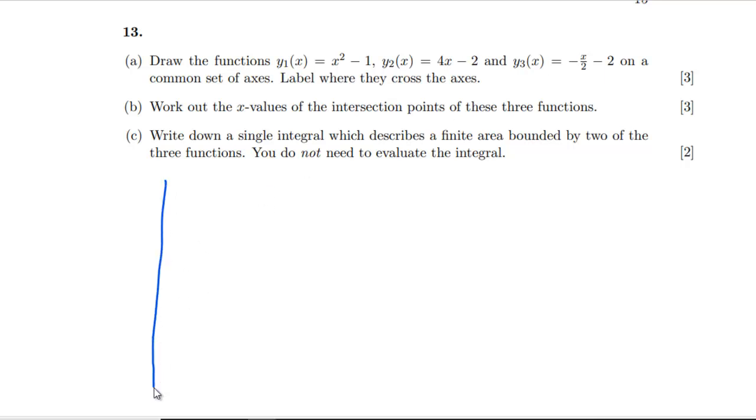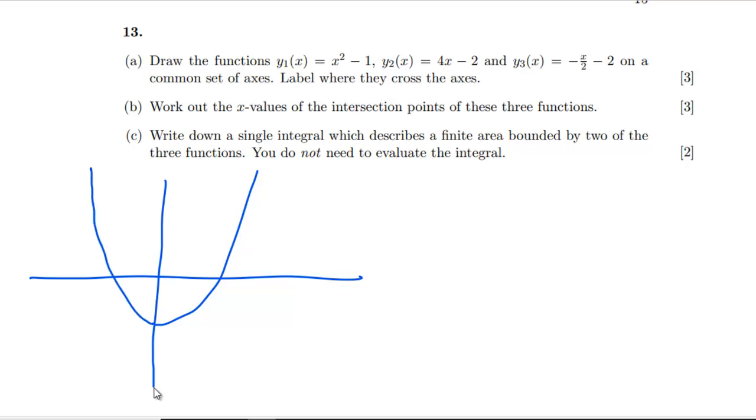I don't think we've got anything leaning particularly one way or the other here. So x squared minus 1 is going to be doing that. We say label where they cross the axes, right? So that's at -1 and 1 and -1. 4x minus 2. Right, okay. So I'm going to end up drawing over some of my lines here probably.